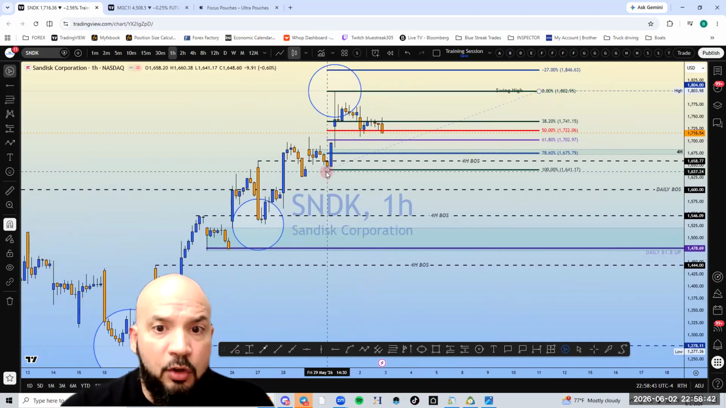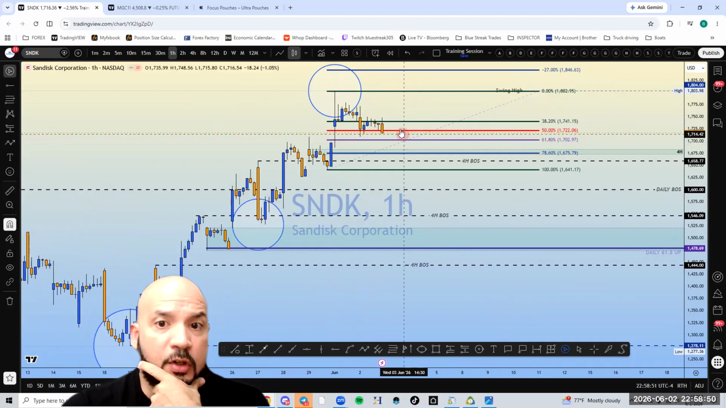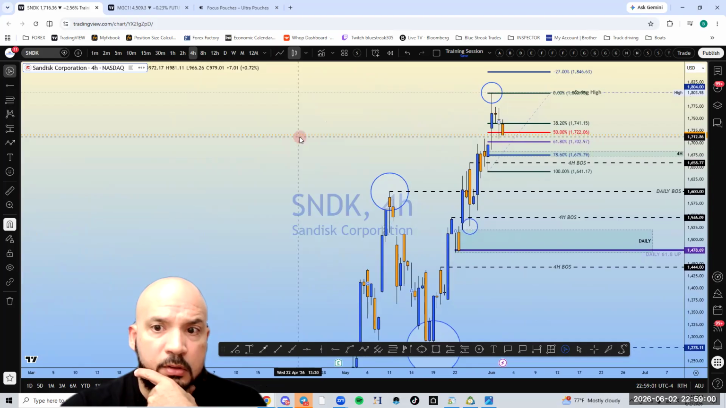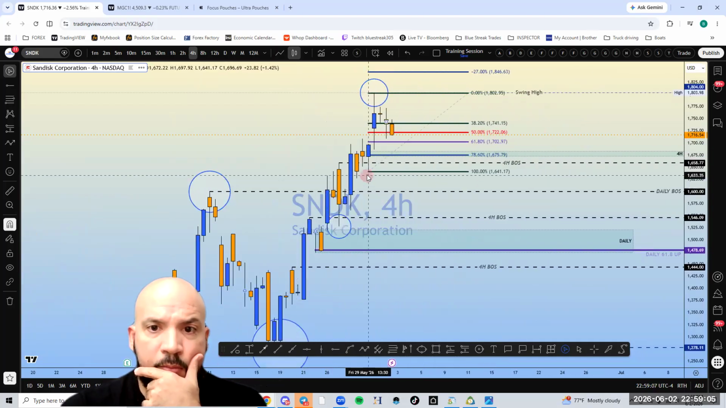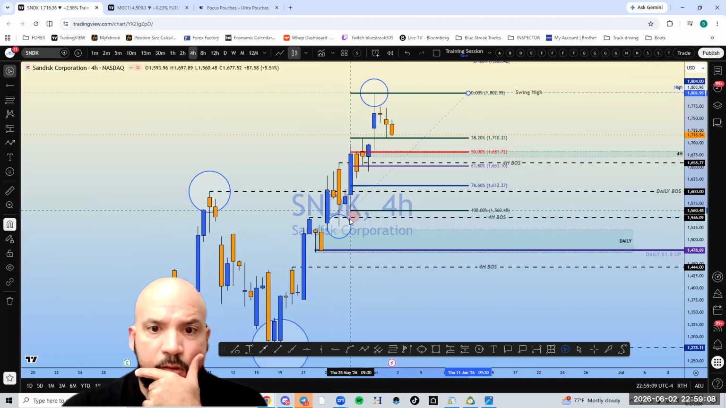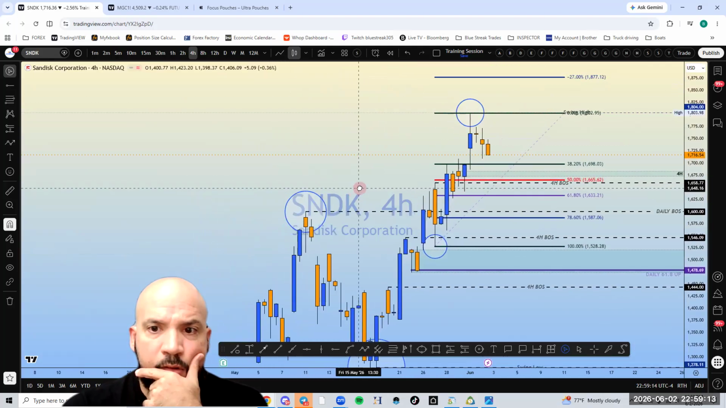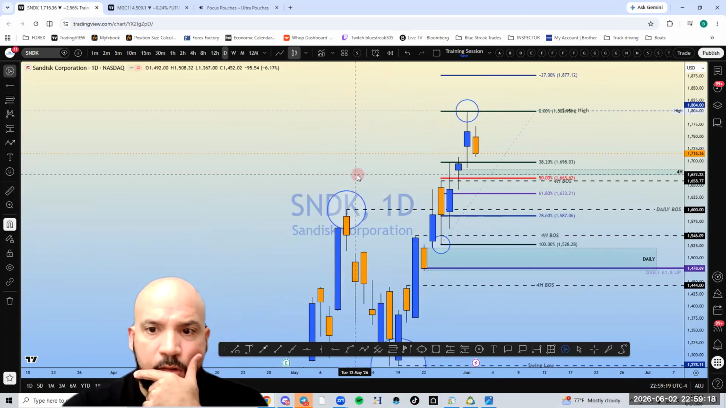Now, will it when the market opens? We don't know. The only thing we can do here is wait for the market to open and see if it's going to respect this as support and then start moving back up again. Let's see the 4 hour. Move this back here. What is this low here? Oh, we got a low here.